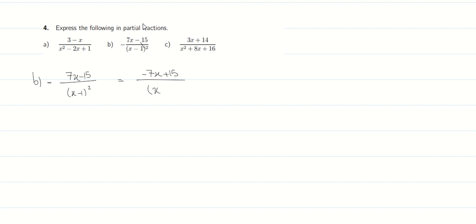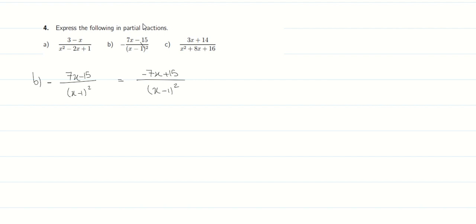And on the denominator, we have x minus 1 squared. This version is more clean, and I don't have the negative sign in front of the ratio. Now, I want to look at the denominator in here in order to see how I can break this expression into partial fractions. Looking at the denominator, I can see that it consists of x minus 1 squared.